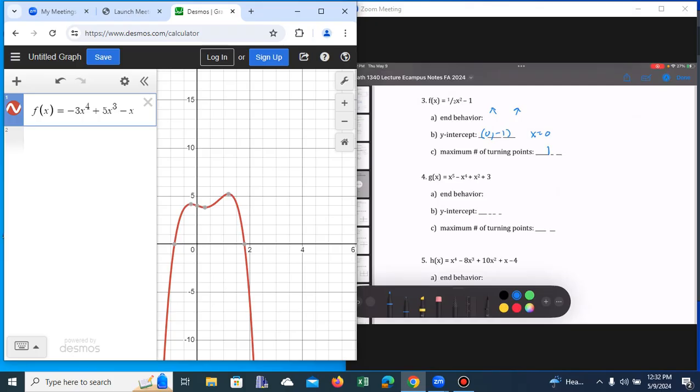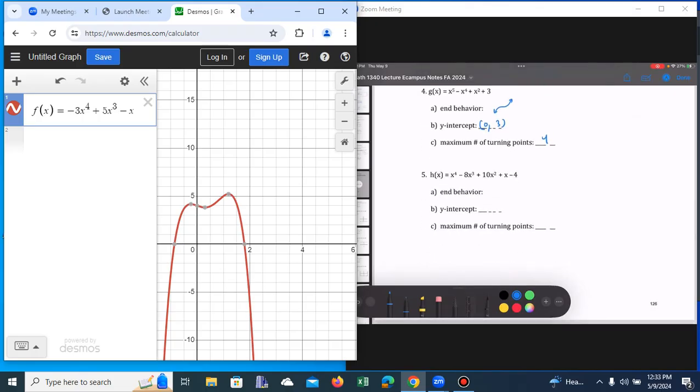x to the fifth minus x to the fourth plus x squared plus 3. End behavior, it's odd and positive, so it's going to look like a snake overall. If you plug in x equals 0, you get (0, 3). When the polynomial is written in standard form and not in factored form, the y-intercept is the easiest thing to get. You just make every x term 0, and whatever constant is left over is the y-intercept. Maximum turning points is 4.